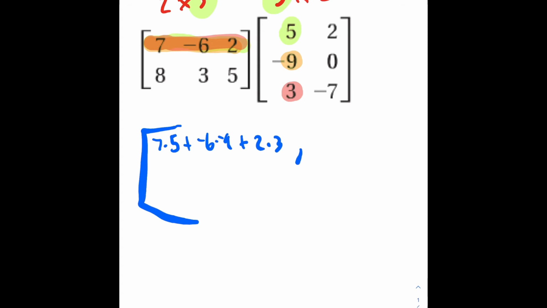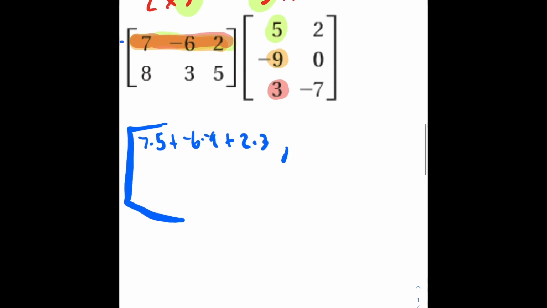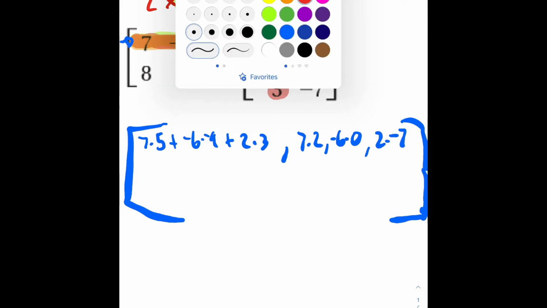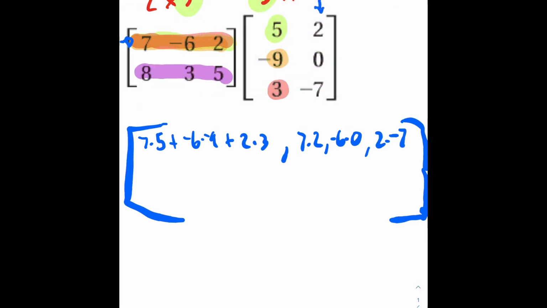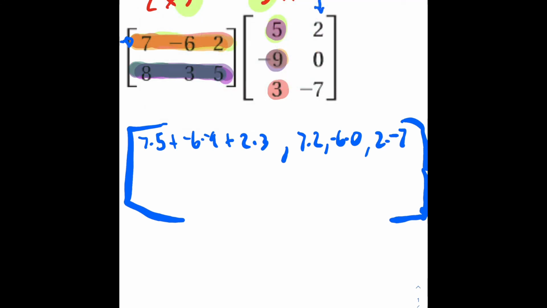And now I'm going to say, okay, we'll simplify it later. Now I'm going to take all of these terms in my first row and multiply them by every term in the second column. So I'm going to say 7 times 2, -6 times 0, and 2 times -7. Now I'm going to repeat everything I've done with the second row. So I'm going to take all 3 of those terms times 5, then all 3 of those terms times -9, and all 3 of those terms times 3.